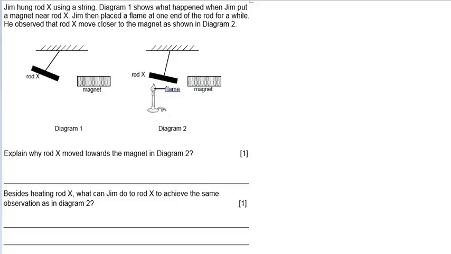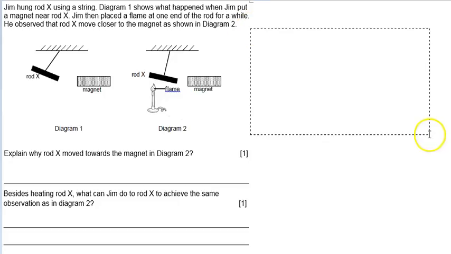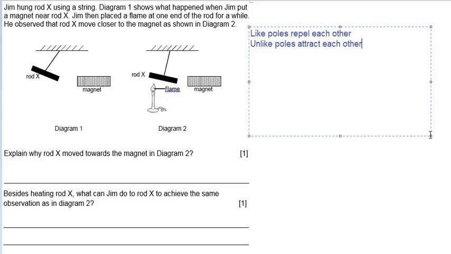Now explain why rod X moved towards the magnet in diagram 2. Before we do this, we need to revise things that we already know about magnets. Obviously, this is the topic on magnets. First and foremost, I think in primary 3, one of the most important rules about magnets that we've learned is that like poles repel each other, and unlike poles attract each other.